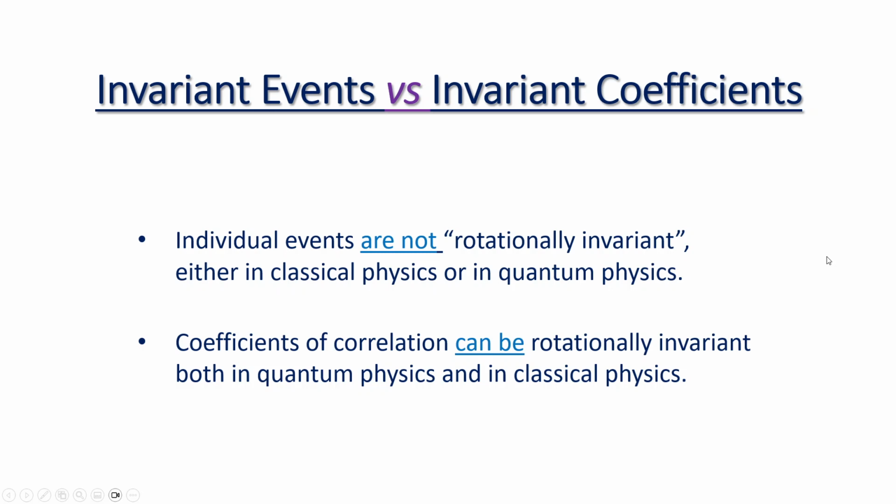When we measure classical systems, individual outcomes are not rotationally invariant. Indeed, they cannot be rotationally invariant both in classical and quantum physics. After all, some types of outcomes are mutually exclusive. In contrast, coefficients of correlation can be rotationally invariant without metaphysical interventions.